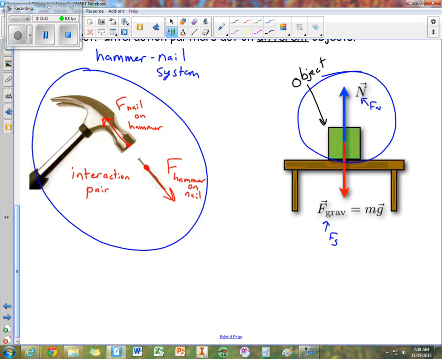And because this box is an object, the normal force and the gravitational force are not internal forces within a system. So this is not an interaction pair. So just keep in mind that Newton's third law only works for internal forces within a system. So there has to be more than one object. All right, this concludes our notes for this unit.